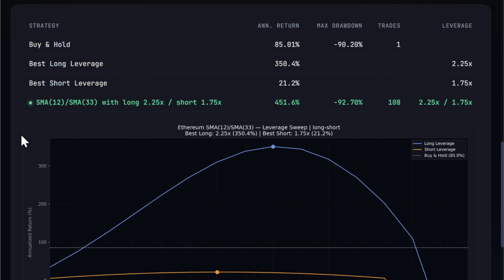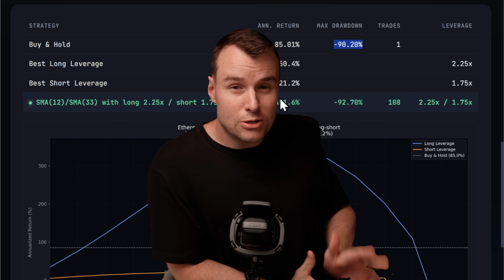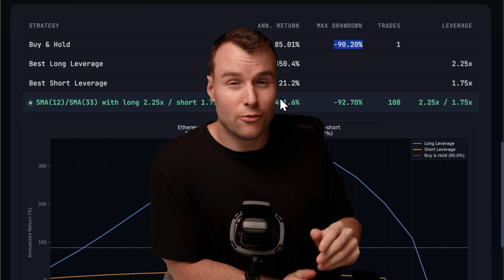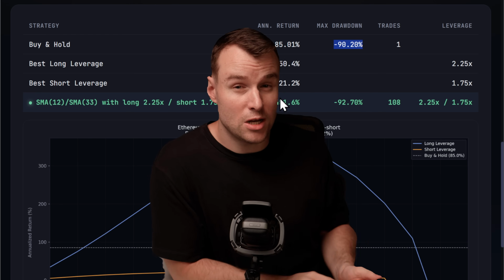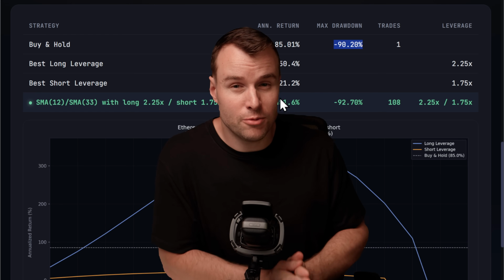What's the annualized return? Our longs give us 350% per annum, our shorts another 21%. If we combine this, right, this is now multiplied, this is not just added, then we come to our 451% per annum. But have a look at the maximum drawdown. The maximum drawdowns are not that different anymore. So buying and holding Ethereum versus using this trend following strategy with leverage, it's pretty much the same risk. It's not the same return, but it's the same risk.